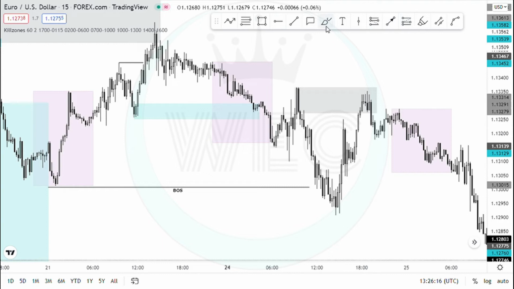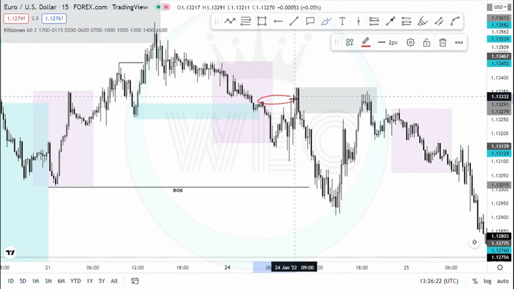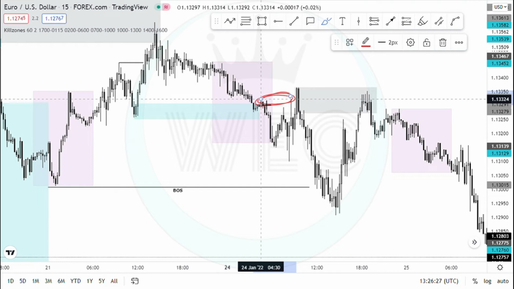We can see this 15-minute liquidated something here within the Asian equilibrium range. So this is the Asian equilibrium range. I'm going to talk about that in some different video. Okay, so 15-minute is bearish.